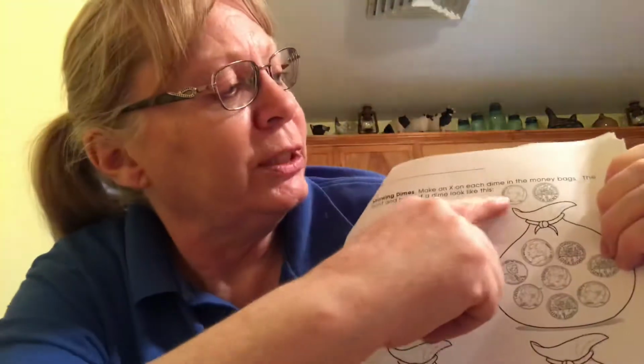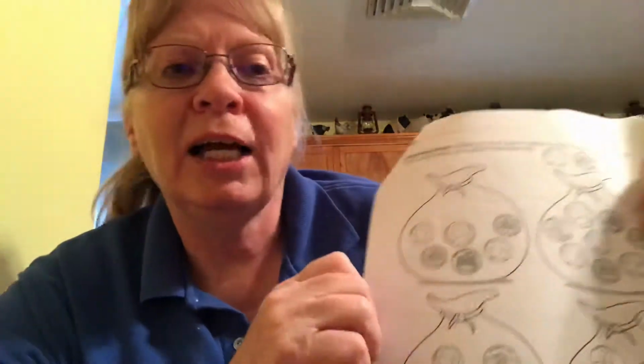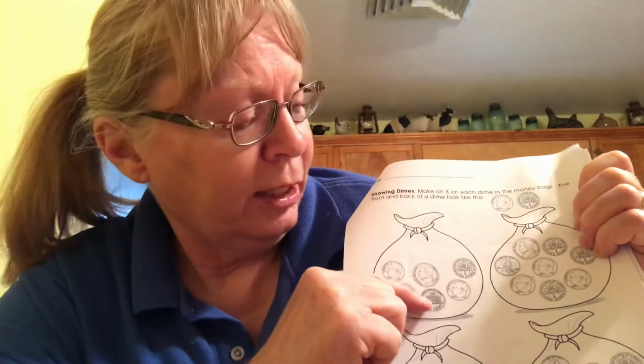Okay, so what they want you to do on this first page is find the dimes. You can see up here what dimes look like. And all you have to do here is make an X on the dimes in the money bags. So this first one, there's a dime, there's a dime, that's a nickel, and that's a penny. But there's a dime and there's a dime. So what you would do is mark X's on the ones that are dimes, and the ones that are not dimes, you just don't do anything.